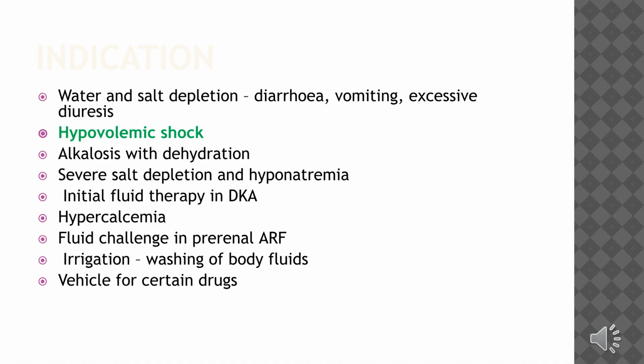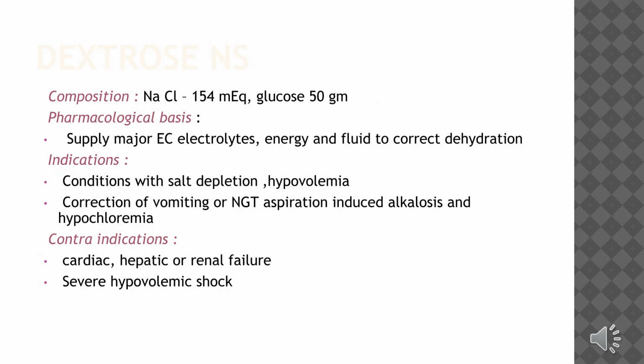Indications for isotonic saline include water and salt depletion, hypovolemic shock, alkalosis with dehydration, severe salt depletion, initial fluid therapy in DKA, hypercalcemia, and as a fluid challenge in prerenal ARF. Dextrose normal saline supplies major extracellular electrolytes, energy, and fluid to correct dehydration. It is indicated for conditions with salt depletion, hypovolemia, and correction of alkalosis. It is contraindicated in cardiac, hepatic, or renal failure.